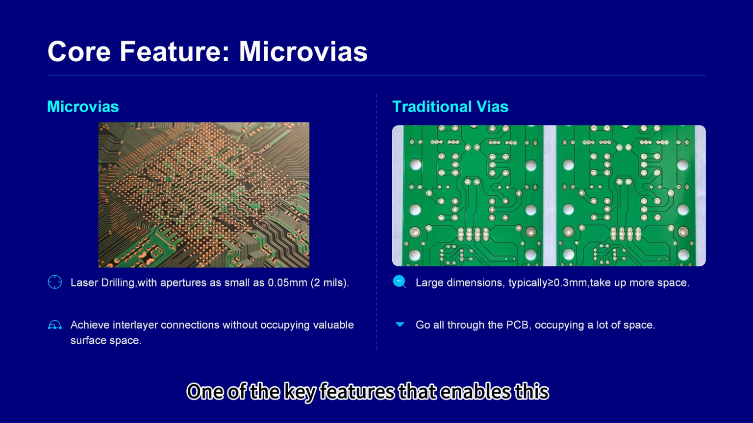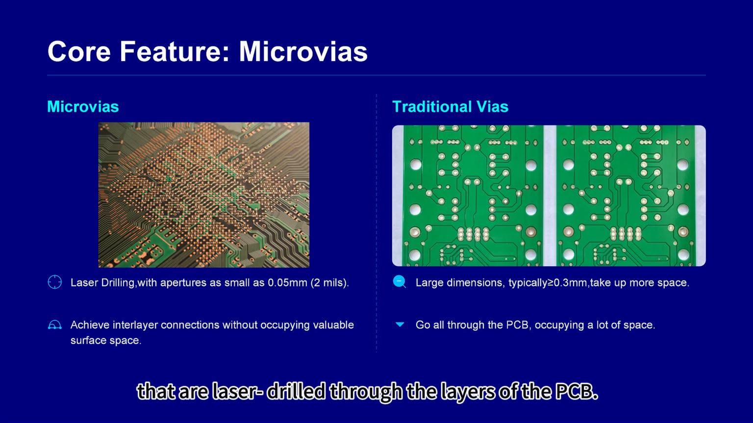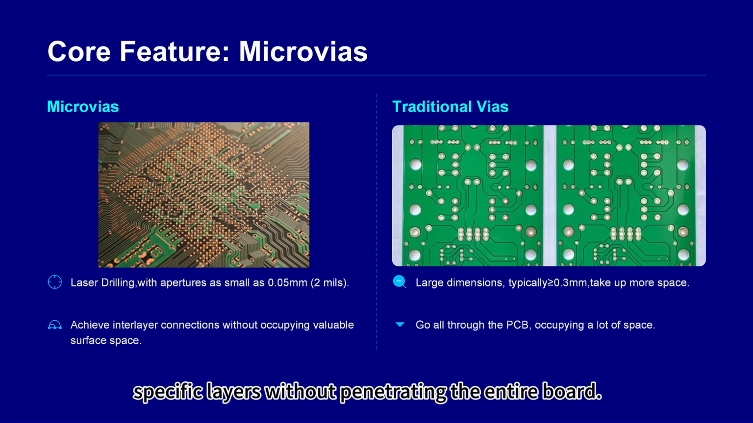One of the key features that enables this high density is the use of microvias. These are tiny holes as small as 0.05 millimeters that are laser drilled through the layers of the PCB. Unlike traditional through holes, which go all the way through the board and take up valuable space, microvias allow for connections between specific layers without penetrating the entire board.